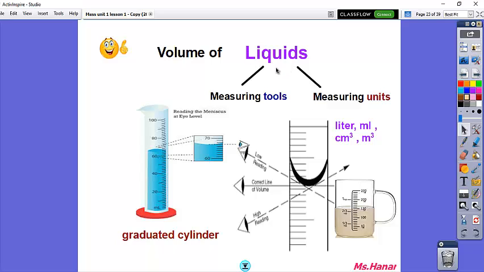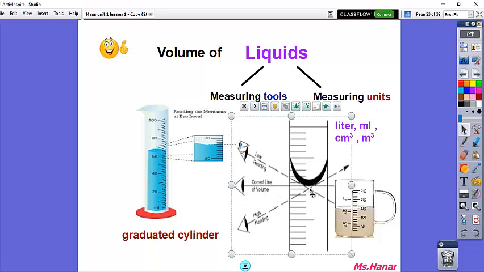We use a graduated cylinder to measure the volume of liquid. We put the amount of water in the measuring or graduated cylinder and read the meniscus at eye level. Meniscus means the lowest point in this curve. Read from this point.